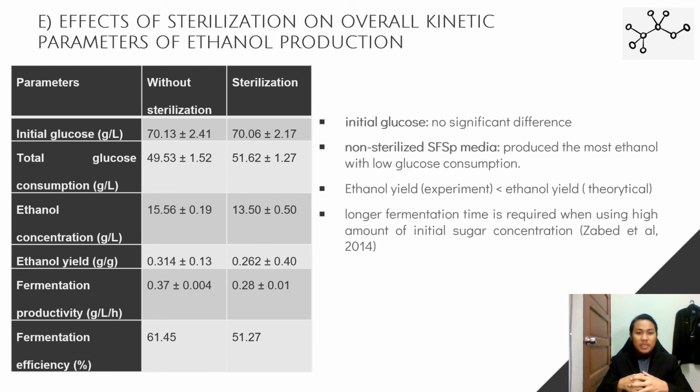And the effect of sterilization on the overall kinetic parameters of ethanol production. The table shows the initial glucose for both media is also almost the same. However, non-sterilized Sago Frond sap media produced the most ethanol even with low glucose consumption. However, both media produced ethanol below the theoretical value of ethanol yield. Zabet mentioned that a longer fermentation time is required when using a high amount of initial sugar concentration.